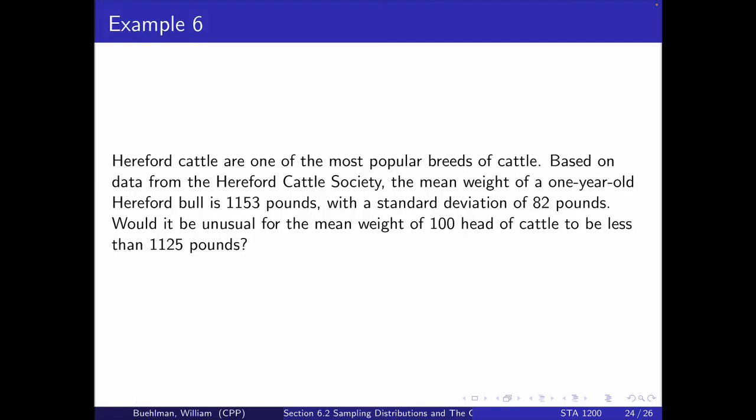Example 6. Hereford cattle are one of the most popular breeds of cattle. Based on the data from the Hereford Cattle Society, the mean weight of a 1-year-old Hereford bull is 1,153 pounds, with a standard deviation of 82 pounds. Would it be unusual for the mean weight of 100 head of cattle to be less than 1,125 pounds? So 100 head of cattle means a group of 100 cattle.